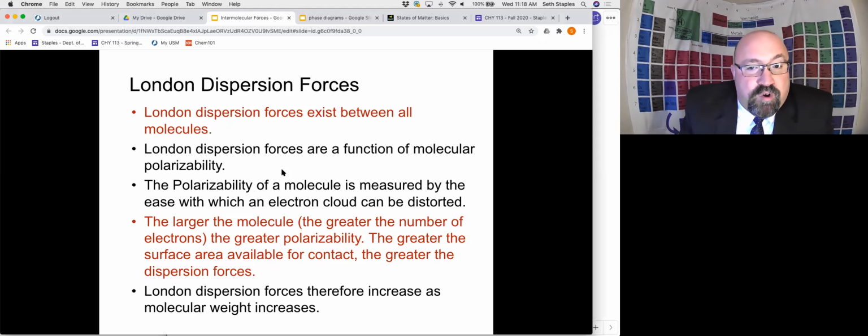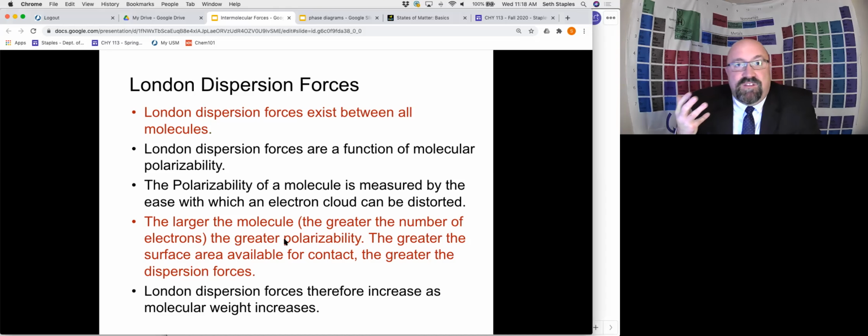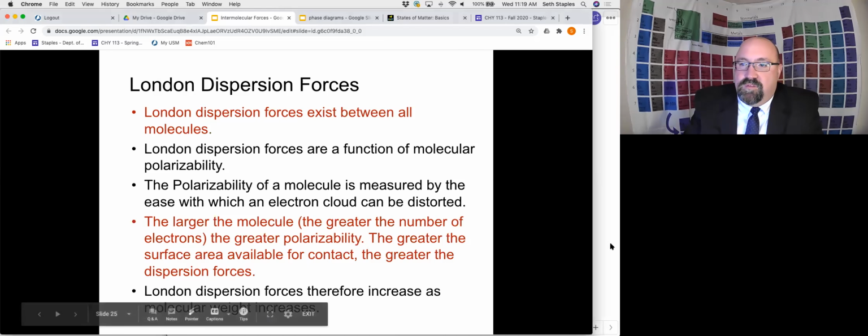London dispersion forces are also affected by something called polarizability. The larger the molecule, the more polarizable it is. The easier it is for the electrons to shift around and form these temporary weak dipoles. Also, the larger a molecule is, the more surface area is available for the London dispersion forces to act upon. This goes a little bit beyond some of the things that we would talk about in this course, but if we have maybe, switch over, here we go.